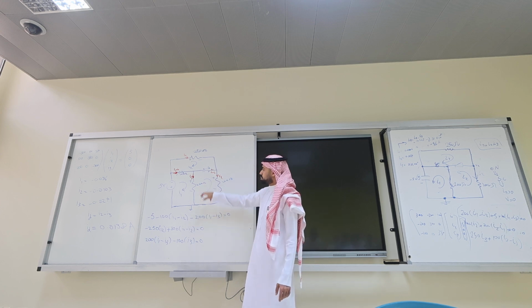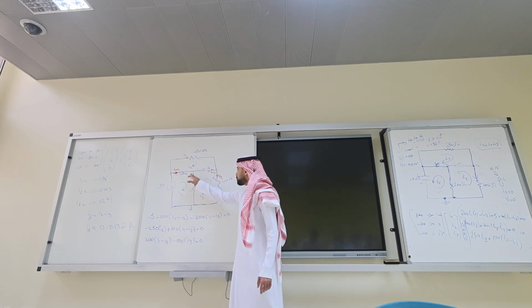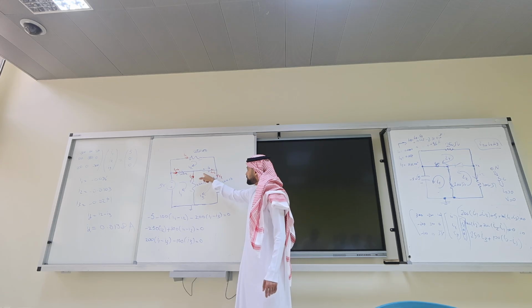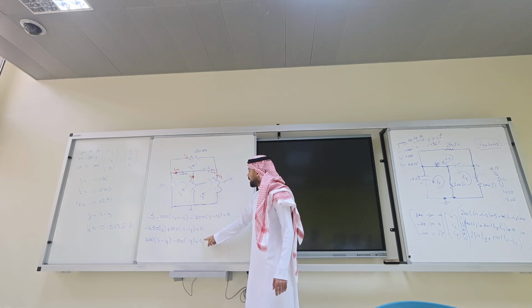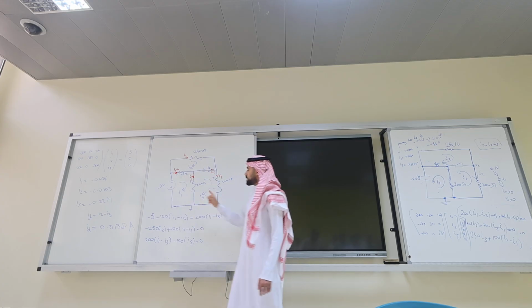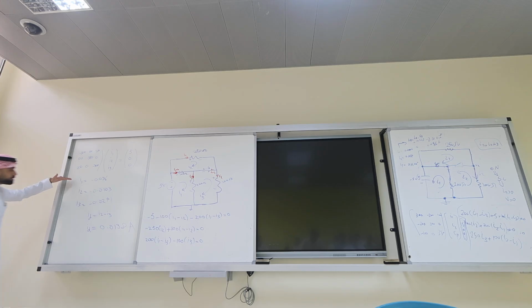The last one is this equation, which is voltage rise of 200 (I1 minus I3), voltage rise of 0, voltage drop minus 100 of I3. This is I1, I2, I3 equal to 0. Create the system of equations, solve it, and you'll get I1 is that, I2 is that, I3 is that. All of them are negative.